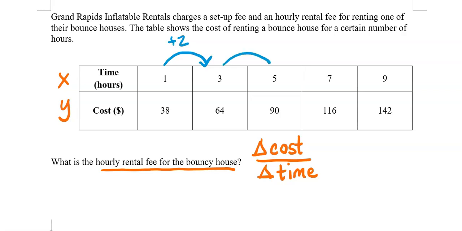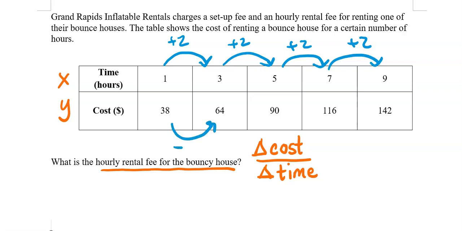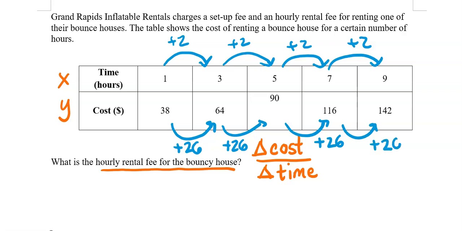So I can start looking at the change in time, and I'm going to notice that each time I go from one data value to another, I am adding 2 hours. Here you can see I'm increasing by 2 hours, and then you'll notice that the cost every 2 hours is increasing by $26. So every 2 hours, there is an increase in cost of $26.